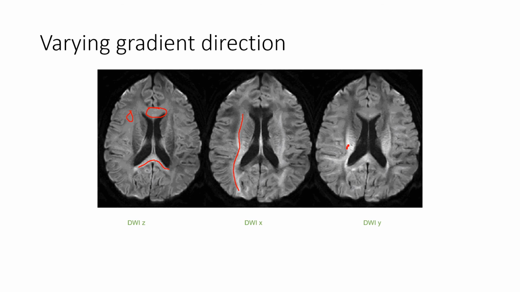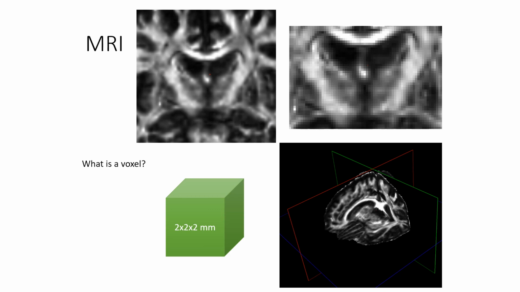And so again, the more directions we apply these gradients, the clearer a picture we can get of the structure of white matter at any spot in the brain. So where's the white matter going there? Where's it going there? Where's it there? All over the brain.